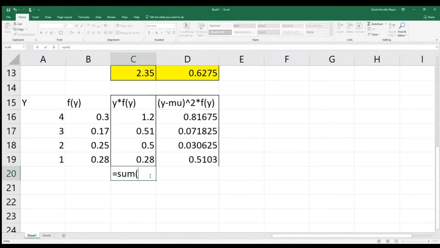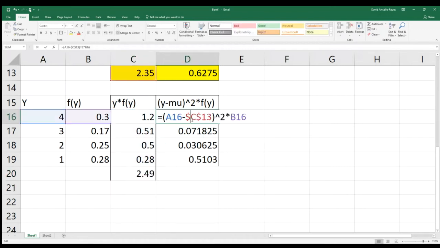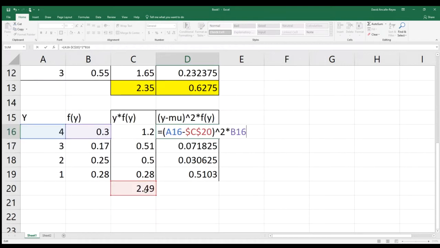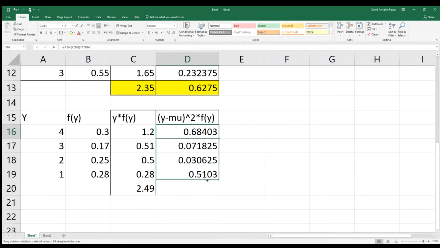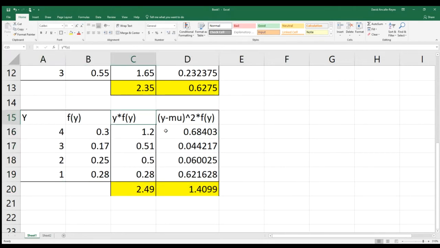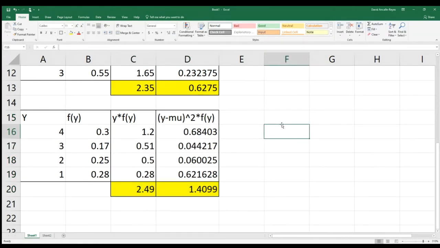For my mean, I have to add up all these numbers. For my variance, remember, I need to take my value minus the mean of that variable. So I have my mean and my variance for y. I get a mean of 2.49 and a variance of 1.409. Let me see if that's correct here. Yep, that is correct.